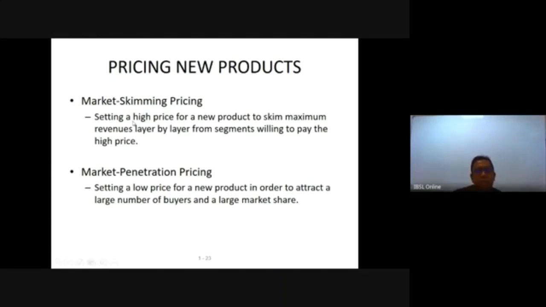But say Apple phone or iPhone, when they come up with a new product, will they price low? No, they will set a high price to skim maximum revenue layer by layer from segments willing to pay a high price.